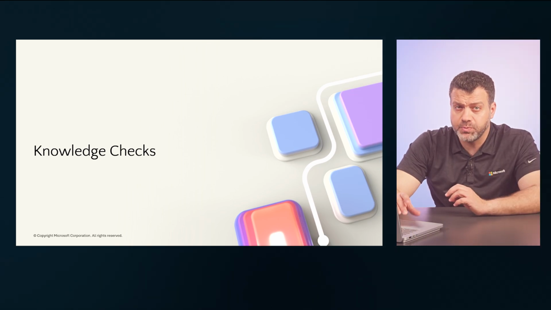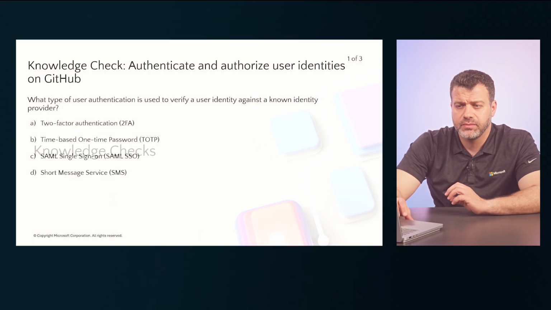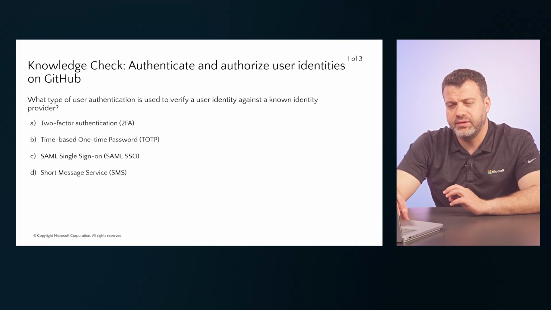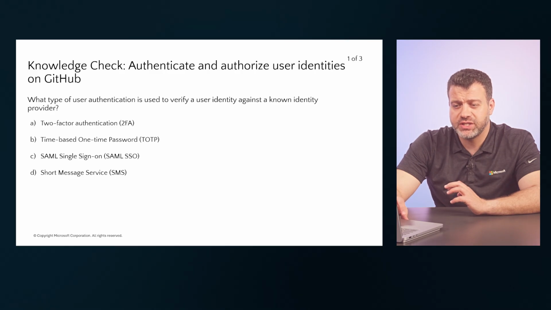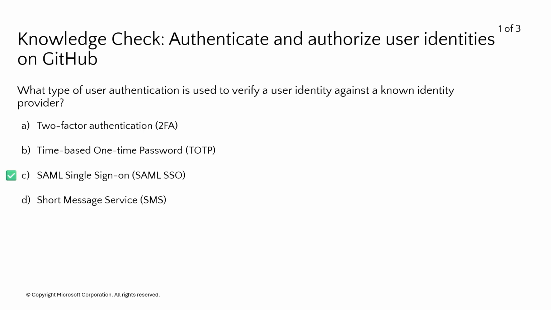You've now explored GitHub Enterprise. You looked at authentication, SAML, 2FA, and SCIM provisioning and Team Sync. Let's take a look at a few questions. What type of user authentication is used to verify user identity against a known identity provider? Two-factor authentication, time-based one-time password, SAML single sign-on, or short message service. And the answer is SAML single sign-on.